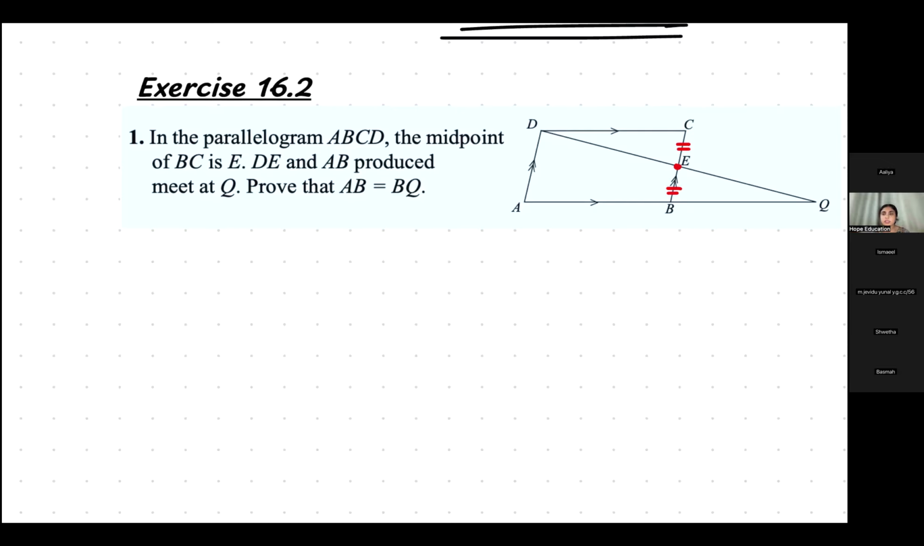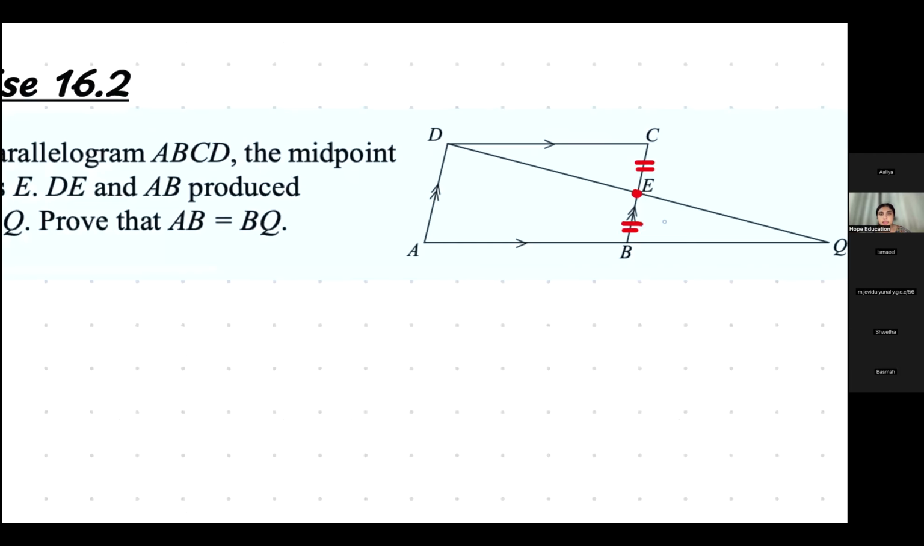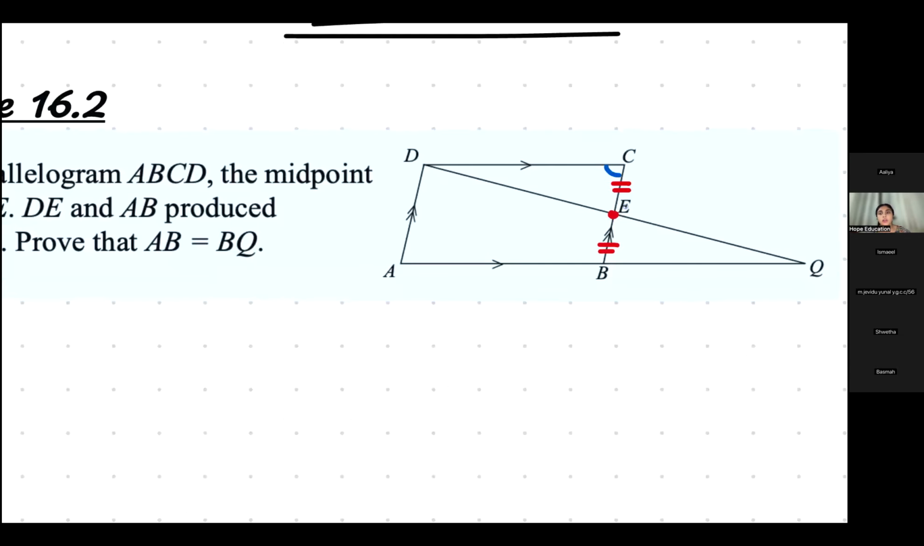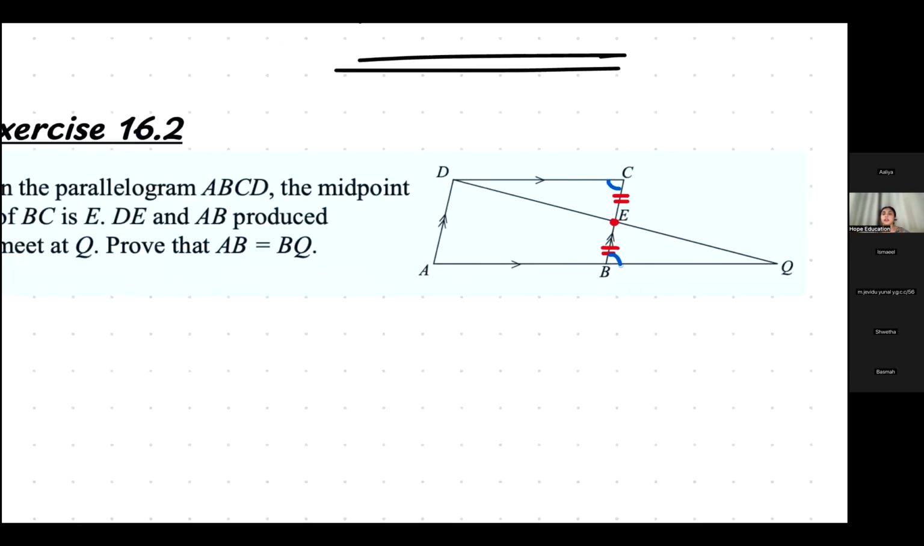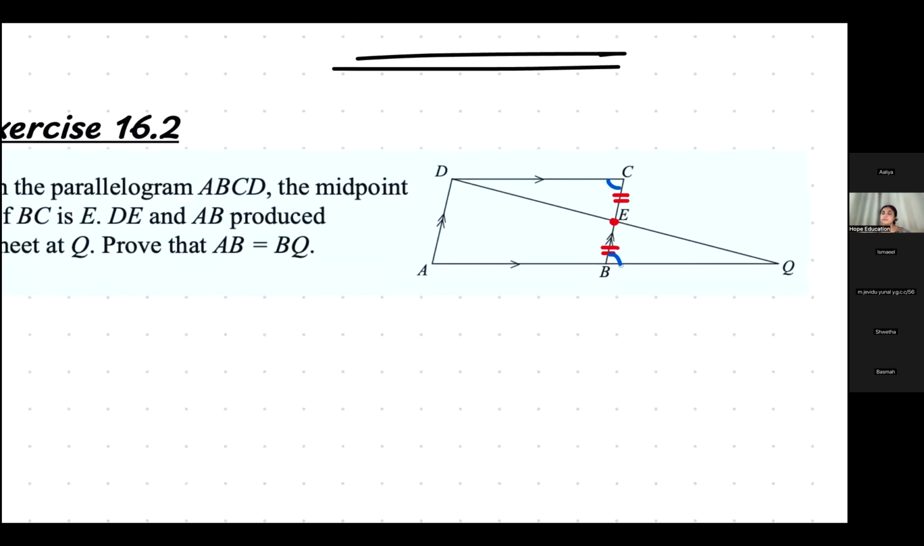DCE equals EBQ, alternate angles. Okay, yes. That could be a good starting point. Because they are alternate angles between parallel lines. Okay. Anything else? DEC equals BEQ, vertically opposite angles. Okay. Anything else?